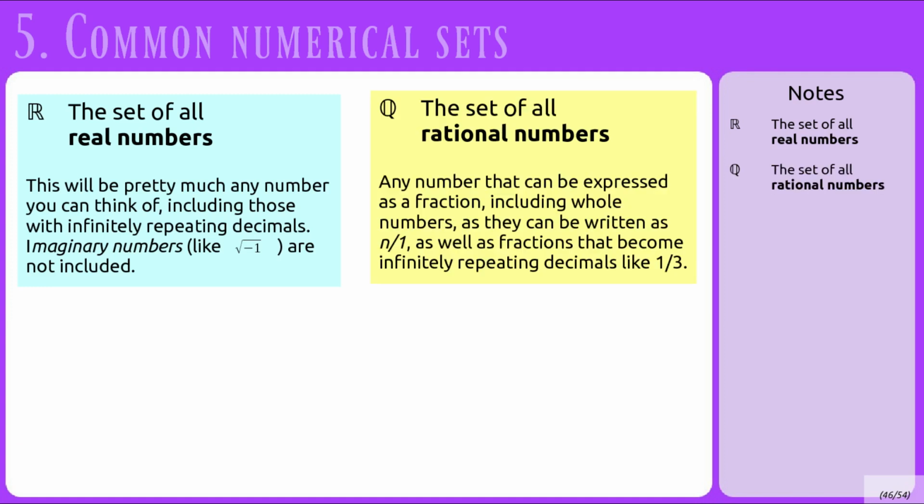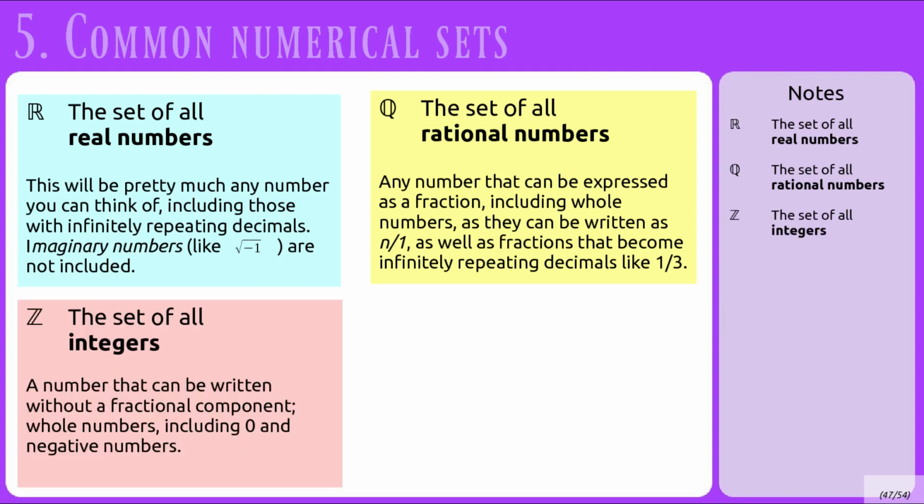A rational number is any number that can be expressed as a fraction, including whole numbers, as they could be written as, for example, 4/1 instead of 4, and fractions that have infinitely repeating decimals, like 1/3. So, the set of all rational numbers is represented by a Q symbol.